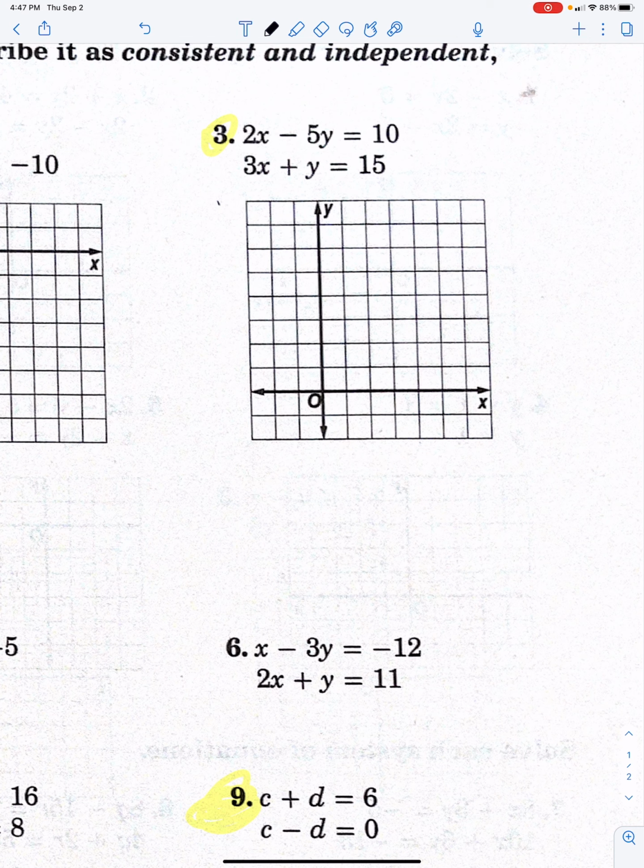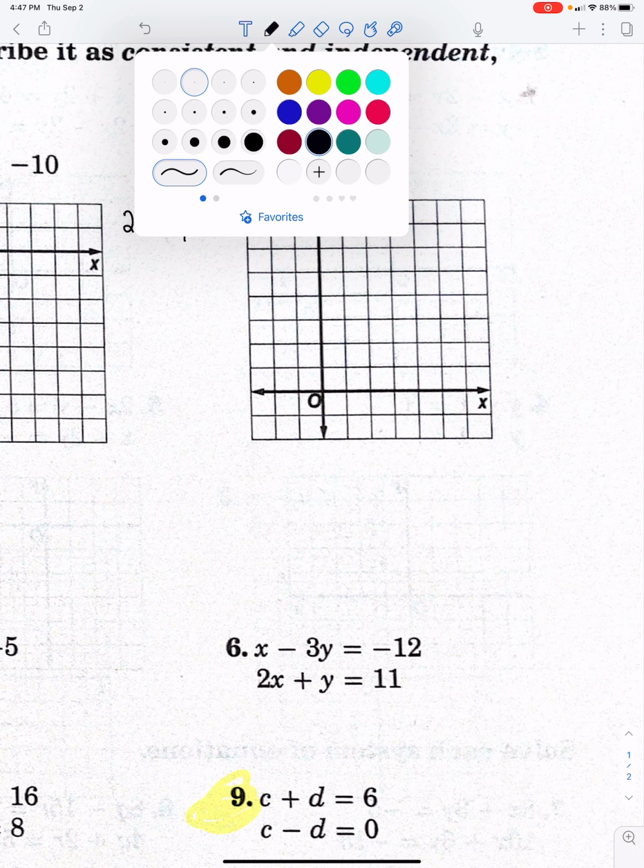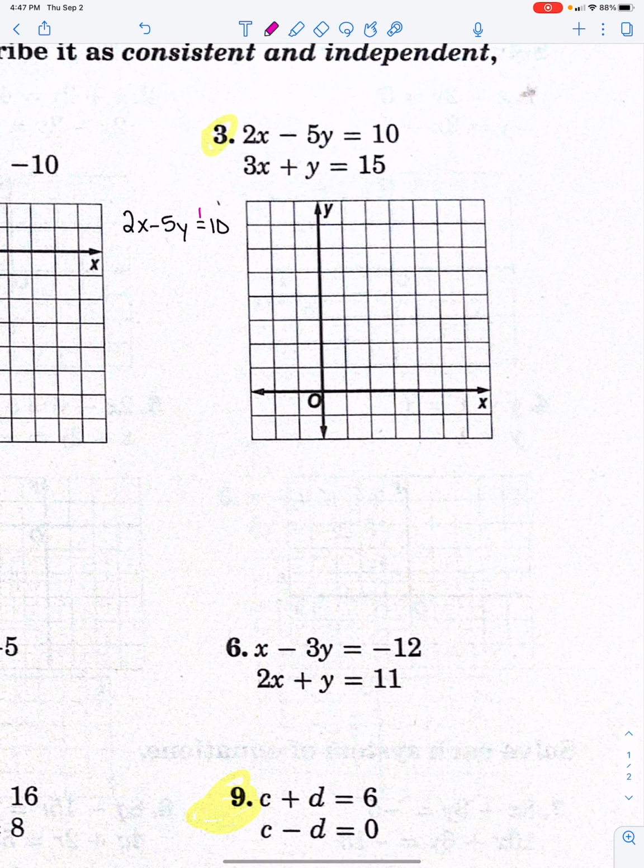So we're going to take both of these equations. We're going to take equation A. So I have 2x minus 5y equals 10. I'm going to go ahead and solve this one for y. So I will have negative 5y is equal to negative 2x plus 10. Dividing everything by negative 5.